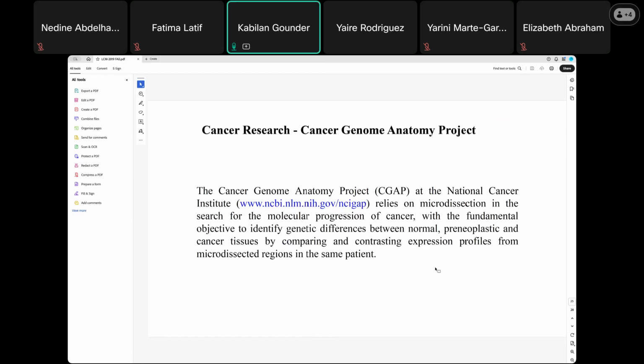So this is the application. With this technique, the Cancer Genome Anatomy Project at NIH relies on microdissection in the search for the molecular progression of cancers, with the fundamental objective to identify genetic differences between normal, pre-neoplastic, and cancer tissues by comparing and contrasting expression profiles from microdissected regions in the same patients. So our goal is, this technique will help us to understand further the fundamental objective: to identify genetic differences between normal, neoplastic, and also cancer or malignant tissues by comparing and contrasting expression profiles from microdissected regions in the same patients.